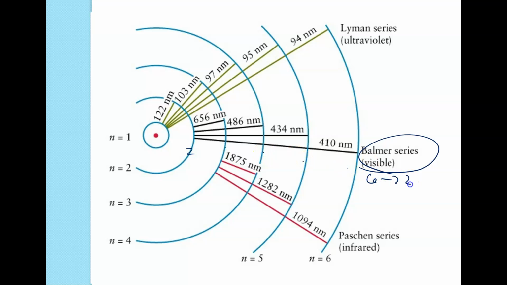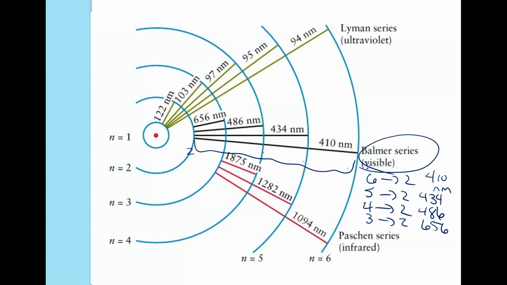From 6 to 2, the wavelength is 410 nanometers. That's in the purple spectrum. From 5 to 2, it's 434. That's in the blue part of the spectrum. 486 is from 4 to 2. And 3 to 2 is in red. That's 656. Okay, that's the only transitions because this is a bigger transition. It has more energy than this one. If it has more energy, it has a shorter wavelength.